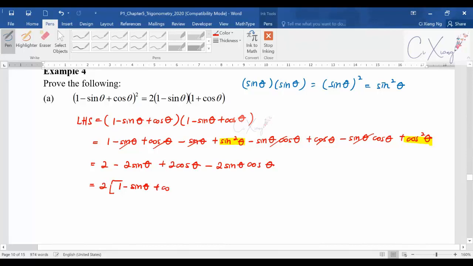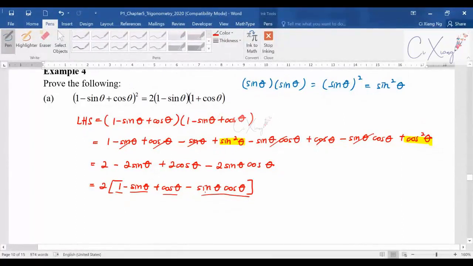Okay, then plus cos theta minus sine theta cos theta. And after that, you need to further factorize it. So you can see that I'm having 4 terms here: first term, second term, third term, and fourth term. So you need to factorize it into 2 brackets.